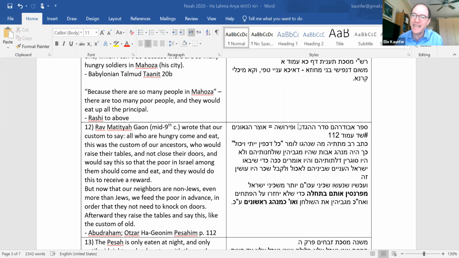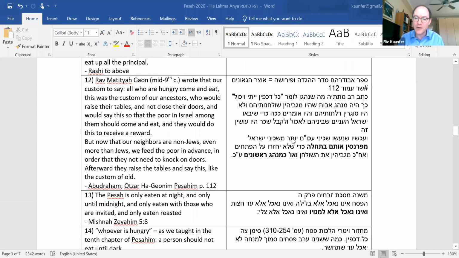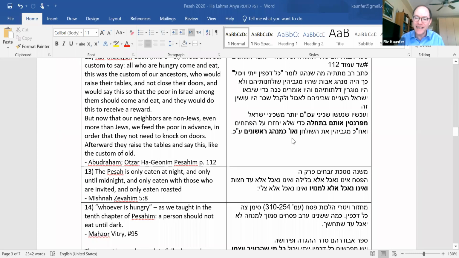So a second interpretation of this is, why do we say Kol Dichvin Yetei V'Yechol? We say it because we know we've already fed them. Nobody is hungry because we in advance fed all the poor people. We made sure that they're having their Seder. And we say the line because it's k'minhag rishonim, when they used to do it live and not do it in advance. Even though this year we do it in advance, we still say the line because we used to say it that way. Okay, I'm moving to the end.